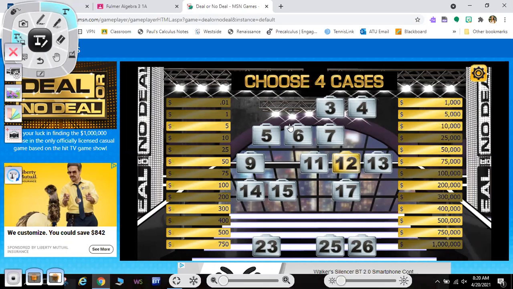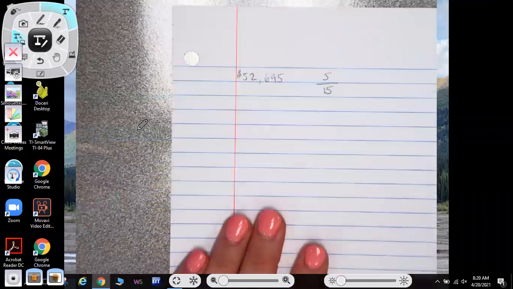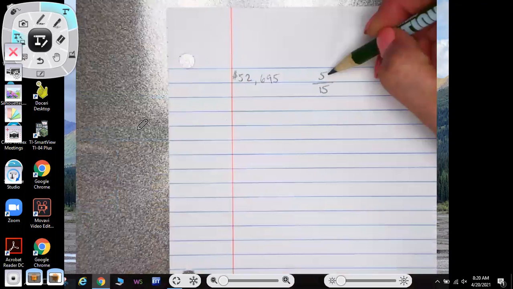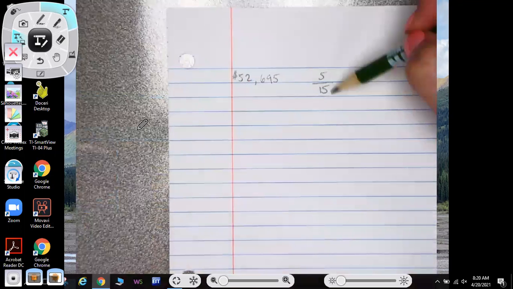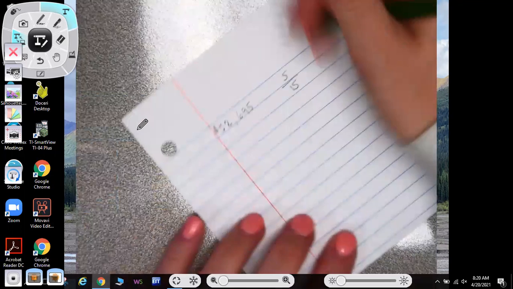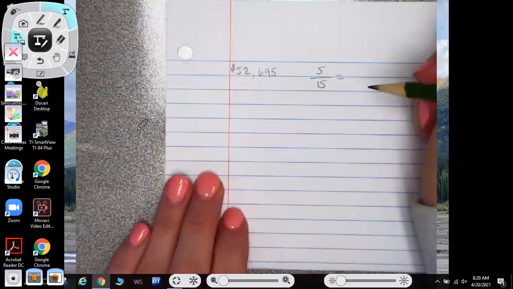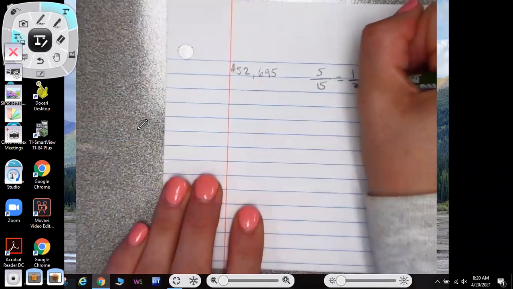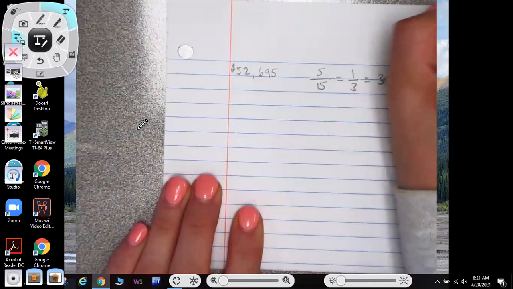And then we want to know the total number of cases left. 1, 2, 3, 4, 5, 6, 7, 8, 9, 10, 11, 12, 13, 14, 15. Okay. Here's the math that I want you guys to do. There are 5 cases left that have more than this banker's offer out of the 15 total cases left. Okay, that simplifies to 1/3, which is about 33%.